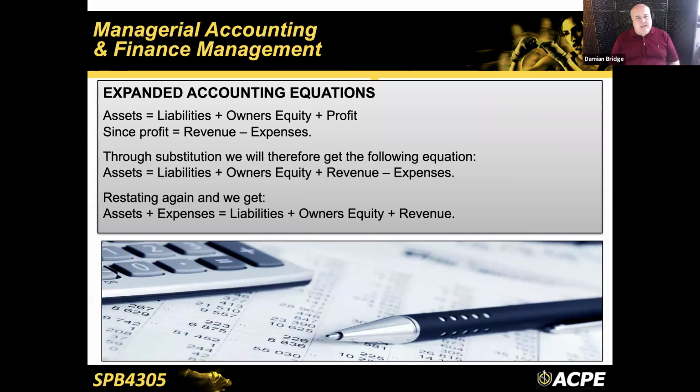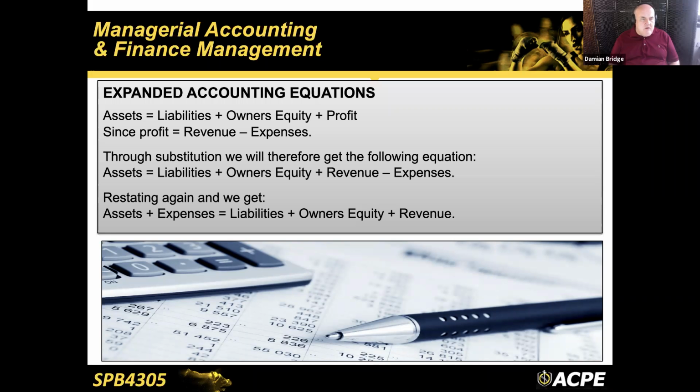All right, so assets is equal to liabilities plus owner's equity plus profit, like I just said. So we've expanded our accounting equation. We also know that profit is equal to revenue minus expenses. So if we substitute profit for revenue minus expenses, we can say that assets equals liabilities plus owner's equity plus revenue minus expenses. And another way of saying that, by kind of rejigging our formula, is to say that assets plus expenses is equal to liabilities plus owner's equity plus revenue.